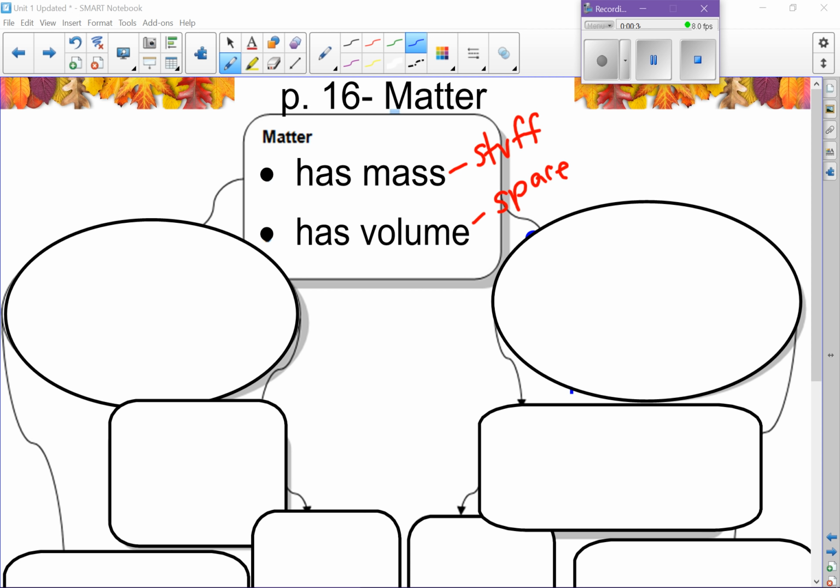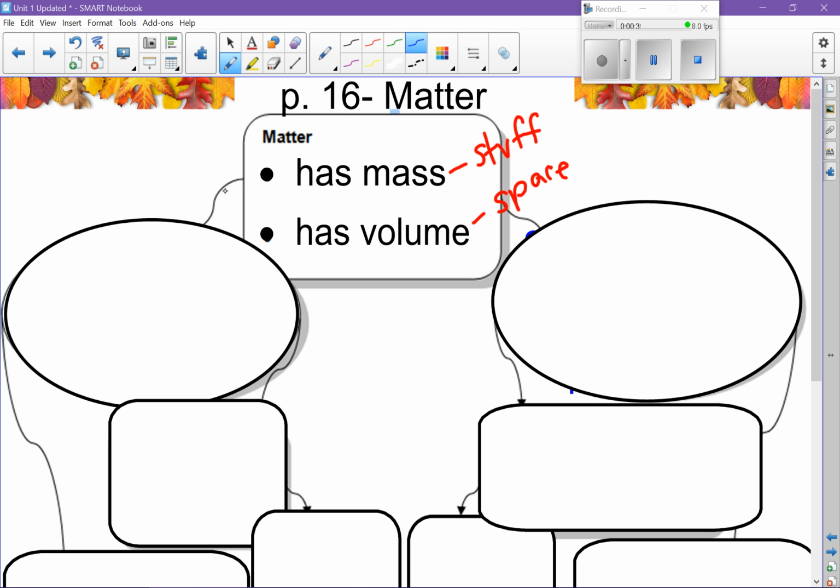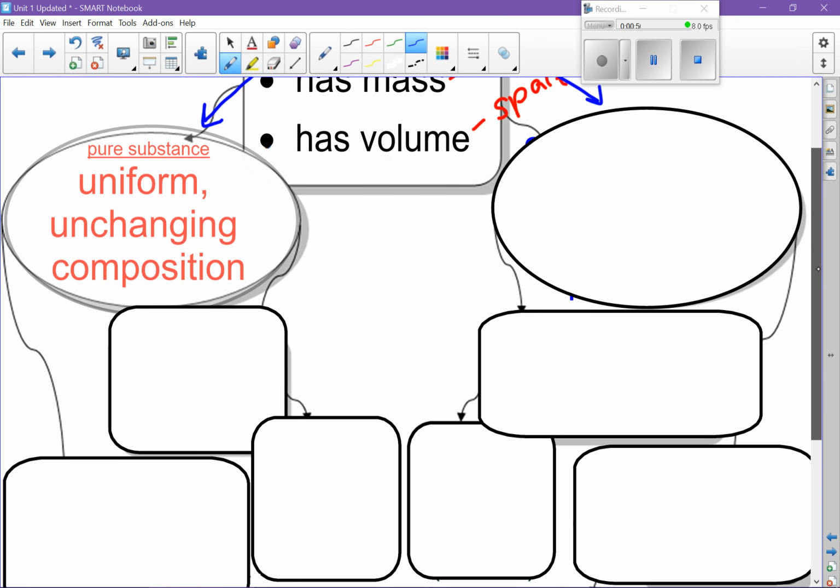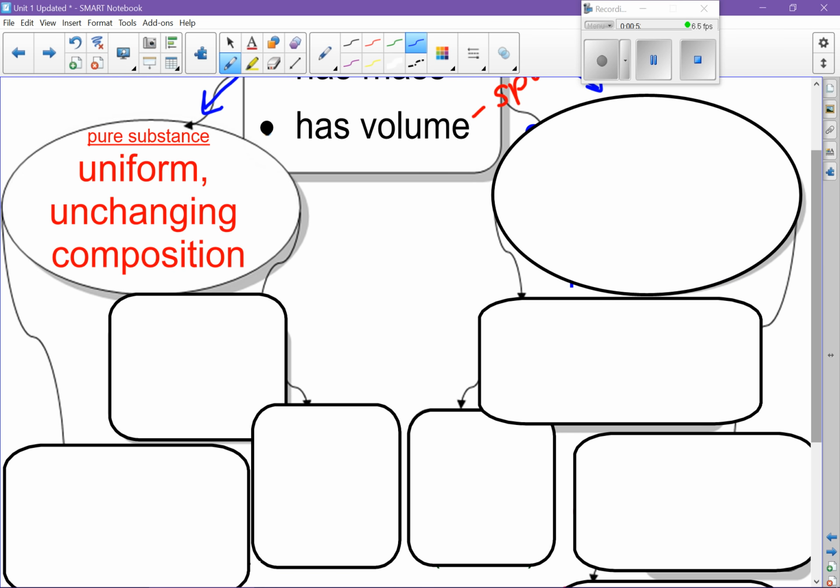So what we need to be able to do is classify this matter and put it into some categories. You'll notice that this graphic organizer goes and branches off into two directions. There are two big categories of matter. The first one is when things are pure, they have a uniform, unchanging composition. It's always going to be what it is. It's never going to change into something else. It's always going to look the same.